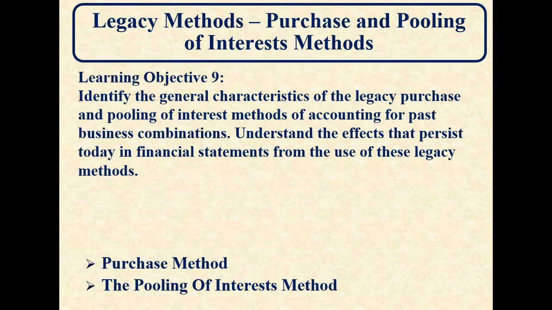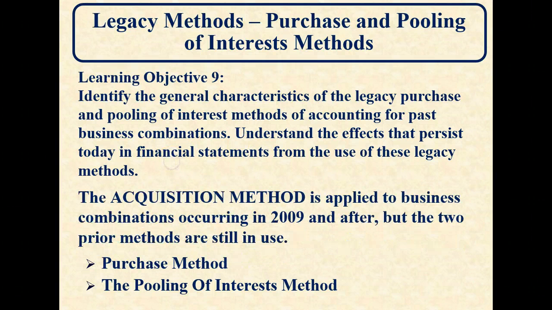There are other methods. We no longer can use these methods, but again, you want to be familiar with other methods that have been used in the past. The two methods that have been used in the past, now we just use the acquisition method, are the purchase method and the pooling of interest method. But any combination that's happened after 2009, we have to use the acquisition method. For combinations that happened prior to 2009, they're using a different method.